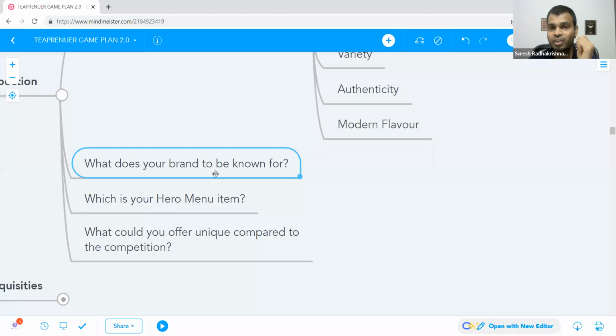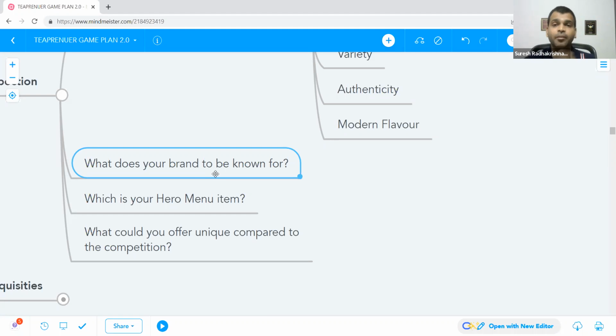So think it through: which one unique variety? It could be your signature tea. It could be your signature snack where people would want to come down to your outlet and have that, right? And what could you offer unique compared to the competition? This is very, very important. I told you, right? Karpuravalli, Karupatti, all of these, none of the competitors had. When they think of Karpuravalli, when they think of Karupatti, they will think of our brand.